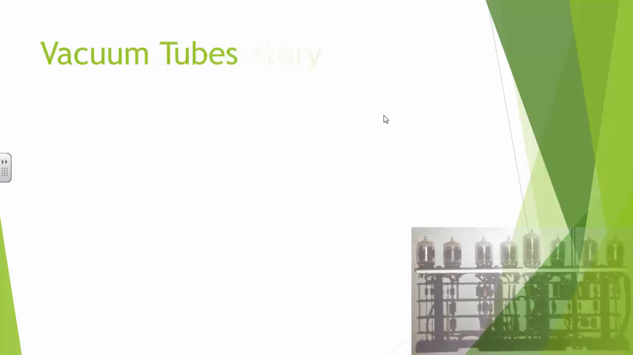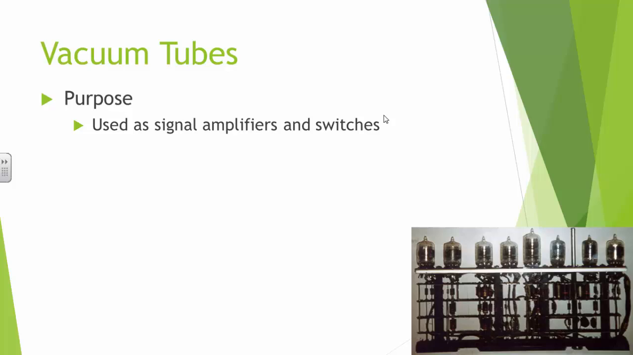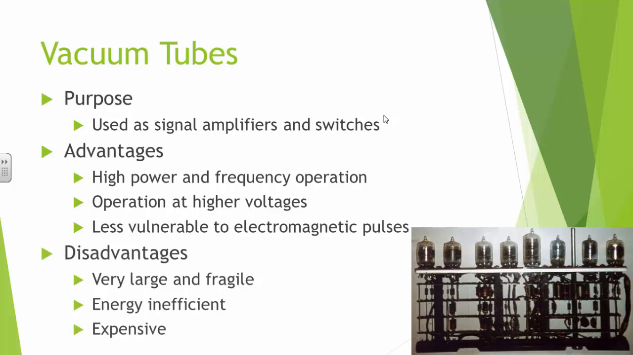Now, as far as the history of transistors goes, before we talk about transistors themselves, we need to talk about what was used before them. So before transistors, we had vacuum tubes, and vacuum tubes were similar to transistors. They were used as signal amplifiers and as switches, and they were awesome. They could work at high frequencies, they could handle high power, they were compatible with high voltage, and you may have heard of electromagnetic pulses. They're less vulnerable to those as well.